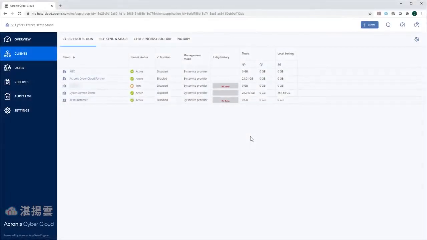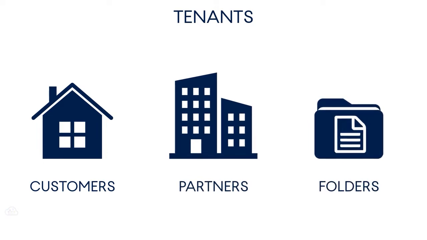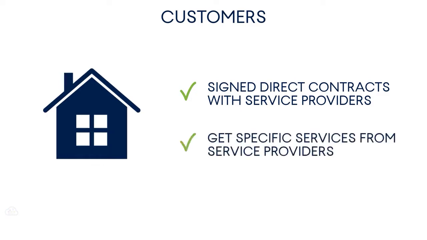Once you log into the management console, you can see the list of all the tenants related to the current service provider. Within the Acronis Cyber Protect Cloud, there are three types of tenants. That is, customer tenant, partner tenant, and folder tenant. Customers are businesses who sign direct contracts with the service provider and get specific services from it.